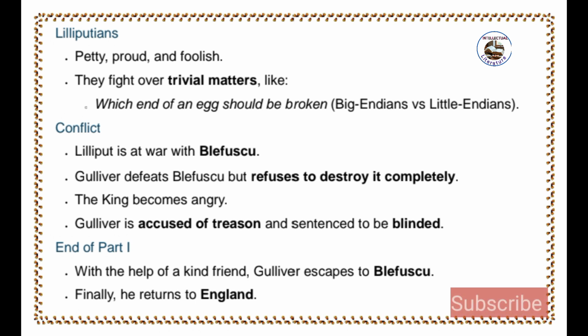Lilliputians are petty, proud and foolish. They fight over trivial matters like which end of an egg should be broken: Big Endians versus Little Endians. Conflict occurs: Lilliput is at war with Blefuscu. Gulliver defeats Blefuscu but refuses to destroy it completely. The king becomes angry. Gulliver is accused of treason and sentenced to be blinded.